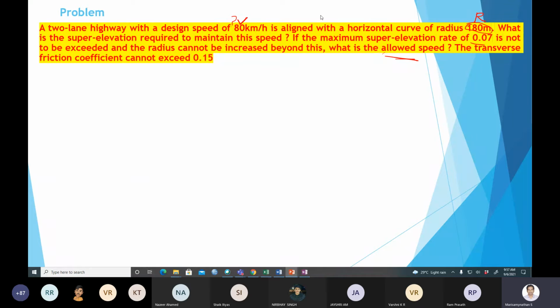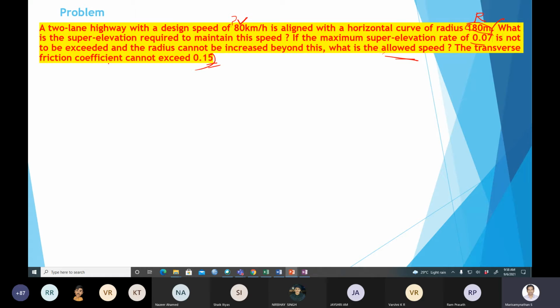Also, they have given the criterion that the coefficient of lateral or transverse friction cannot exceed 0.15. So these are the criteria they have given, even though they did not give these three lines. It is default, you have to assume these three lines. This is a standard one. Okay, let us solve step by step.